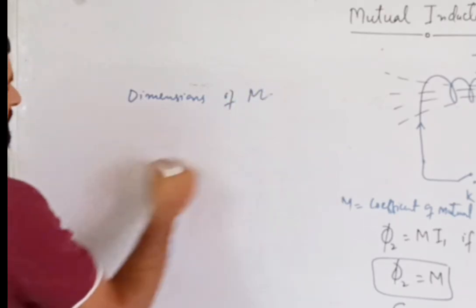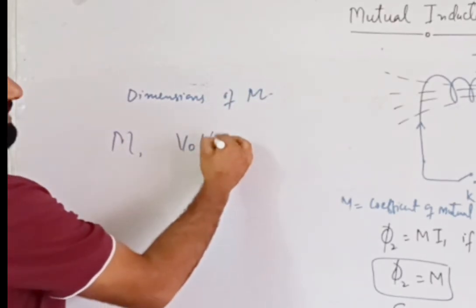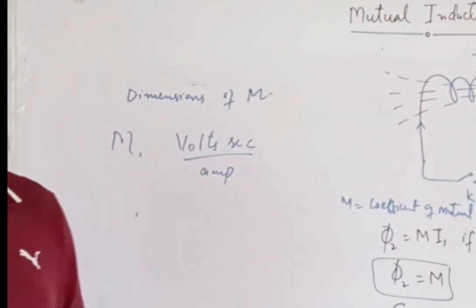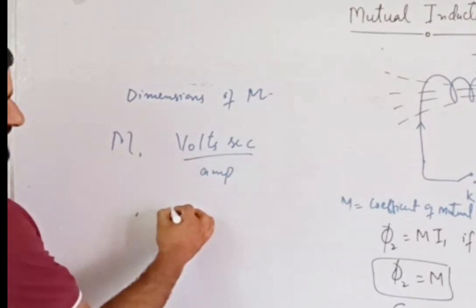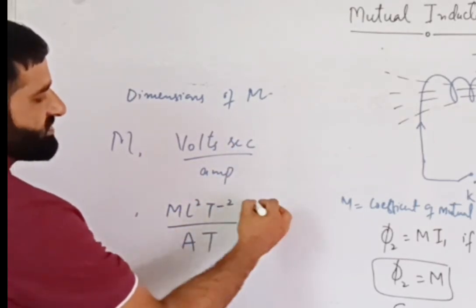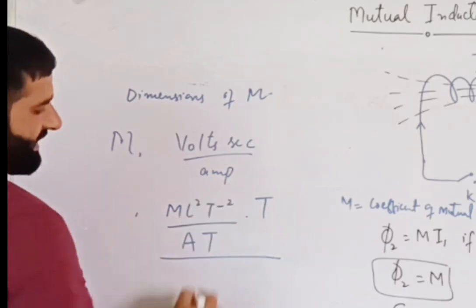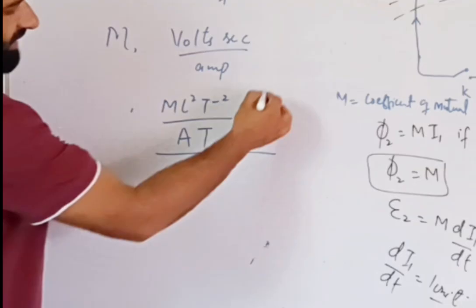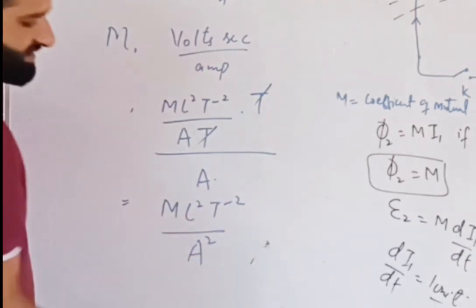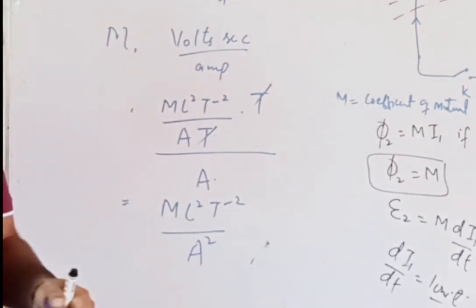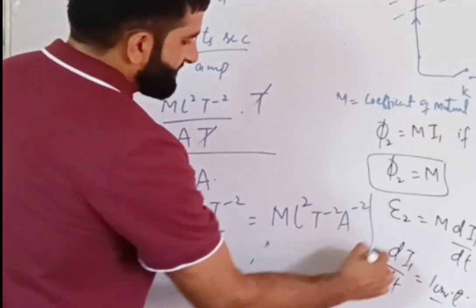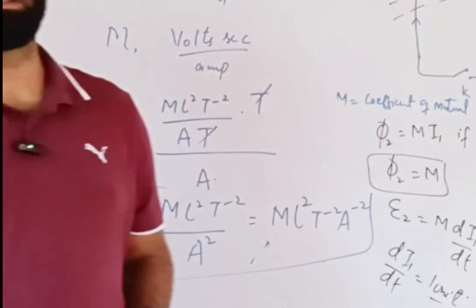Dimensions of M. From the units of M, M has the units of volt second per ampere, and we know that voltage is work done per unit charge, which has the dimensions ML²T⁻² divided by charge, which has the dimension AT. Now second has the dimensions of time and ampere has the dimensions of A. So T and T cancel, and we are left with ML²T⁻² divided by A². This A² goes to the numerator and becomes A⁻². So we have ML²T⁻²A⁻². These are the dimensions of the mutual inductance.